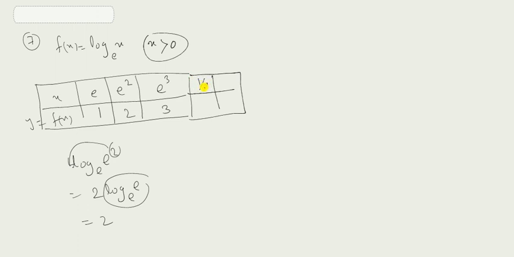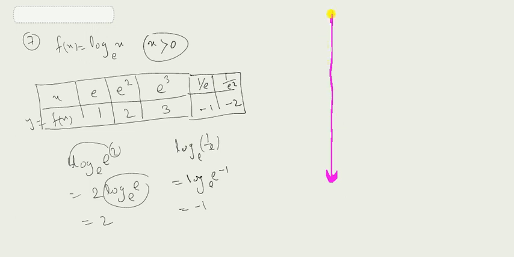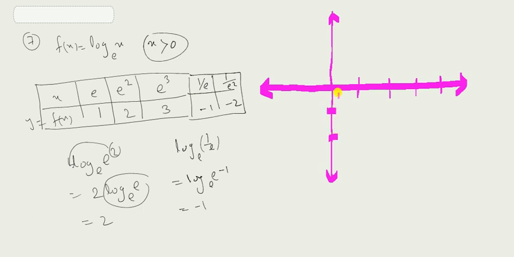Suppose I take 1 by e, which is e to the power minus 1, log 1 by e base e, that is equal to log e to the power minus 1 base e, and it is equal to minus 1. Similarly 1 by e square, it will be minus 2. Okay, so let me plot the graphs. Suppose this is 1, 2, and this is 3 and this is 4. Next this is minus 1 and also this is minus 2, this is 1 and this is 2.